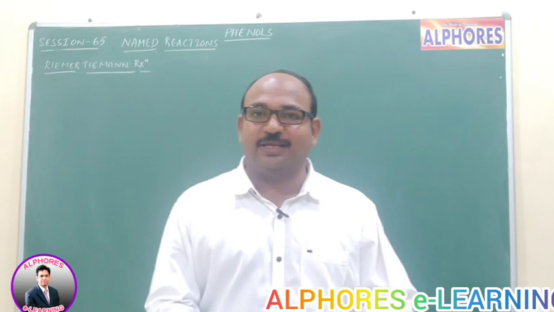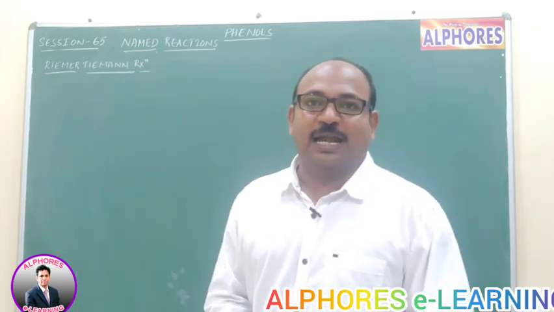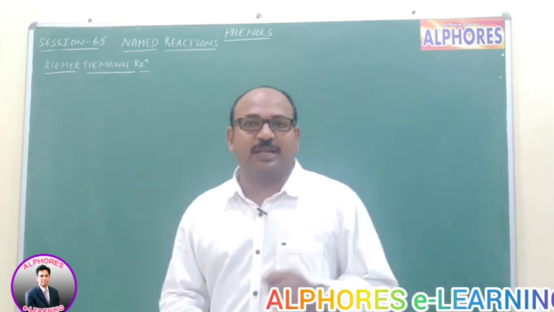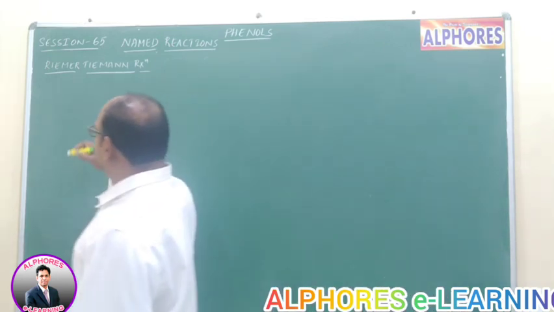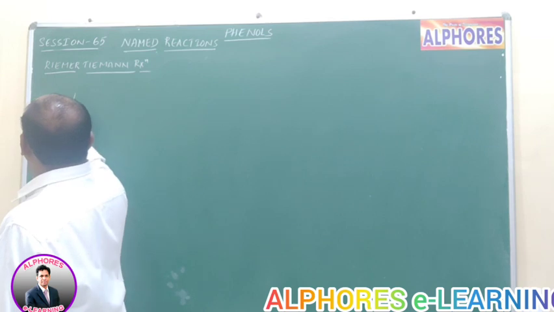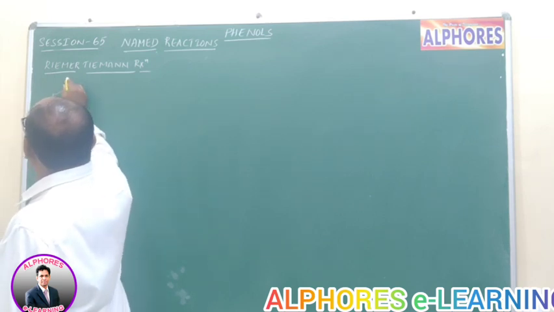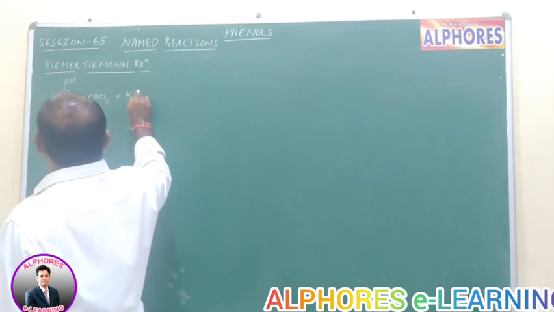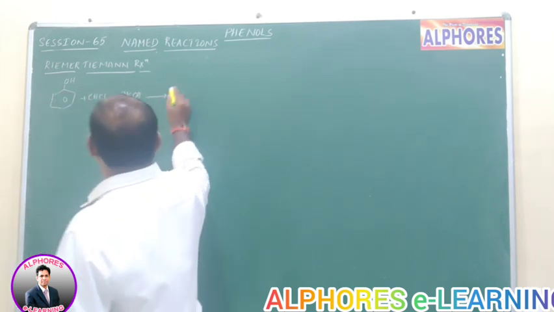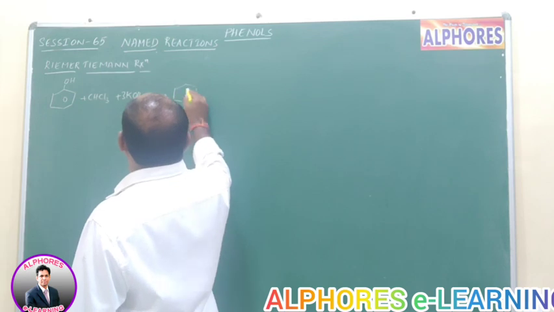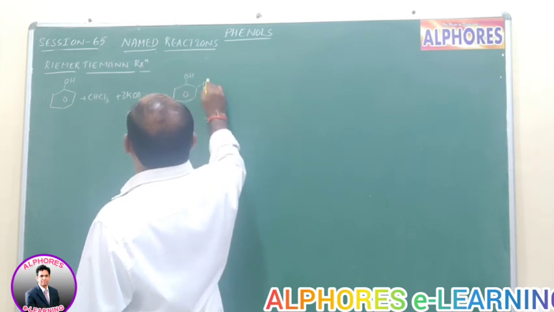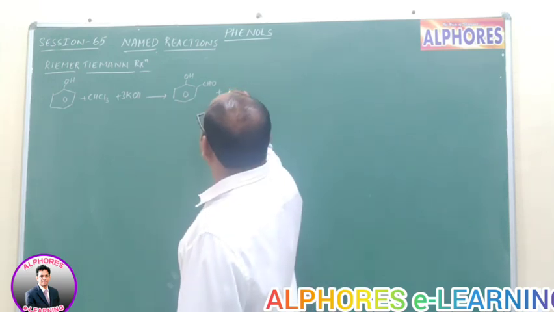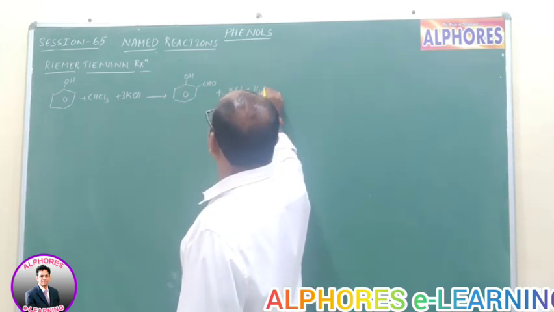Students, the next chemical reaction is a much more familiar reaction, and that was already learned in chloroform: the Reimer-Tiemann reaction. The Reimer-Tiemann reaction is phenol upon reaction with chloroform in the presence of alkali, either KOH or NaOH. We are getting ortho-hydroxybenzaldehyde or salicylaldehyde, plus KCl plus H2O.